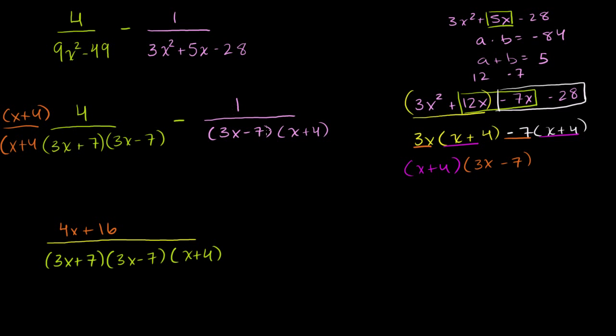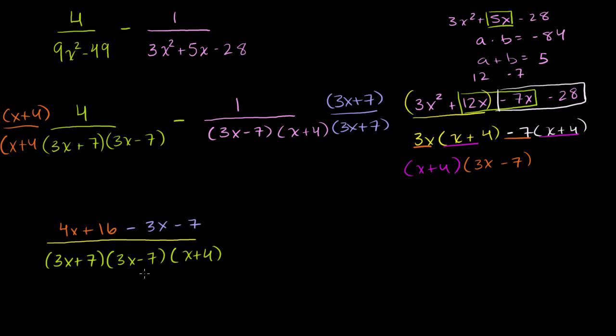And then what do I have to multiply this guy by to have the same denominator as this? Well, I have a 3x minus 7 times x plus 4. I have to multiply it by 3x plus 7. So I also have to multiply the numerator by 3x plus 7. So this is 4x plus 16 minus 1 times 3x plus 7, or minus 3x plus 7 is the same thing as minus 3x minus 7, just distributing the negative sign.